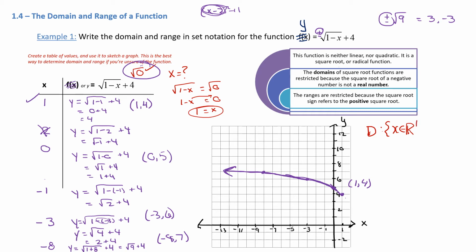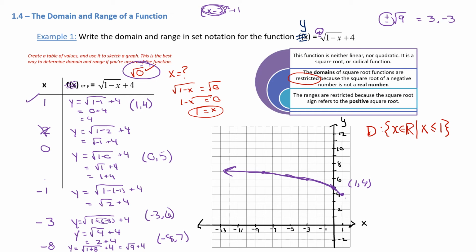x is an element of real numbers such that, so we have a restriction here. We haven't had a restricted domain yet in the course. The only x values we can pick, we realized, have to be less than or equal to 1. So we have a restricted domain. We tried 2, didn't work. We tried 3, didn't work. We tried 1.1, that didn't work. So we're only using values that are less than or equal to 1 for this one.